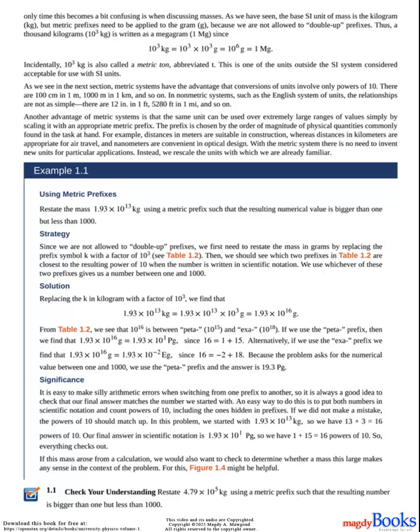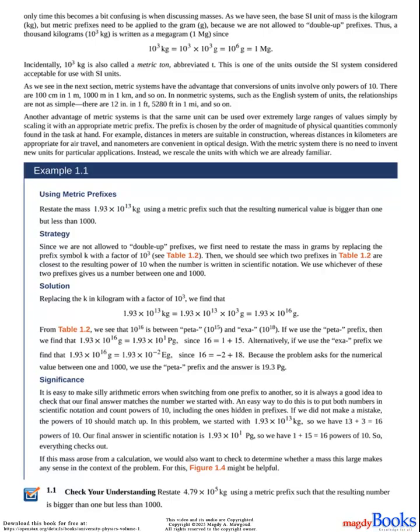Thus, 1,000 kilograms, 10^3 kilogram, is written as a megagram, 1 megagram, since 10^3 kilogram equals 10^3 multiplied by 10^3 gram equals 10^6 gram equals 1 megagram. Incidentally, 10^3 kilogram is also called a metric ton, abbreviated T. This is one of the units outside the SI system considered acceptable for use with SI units.